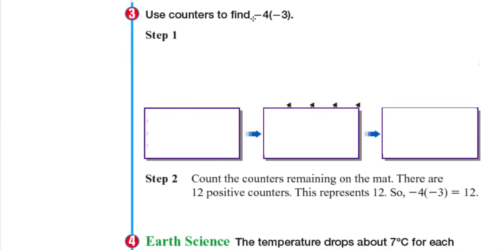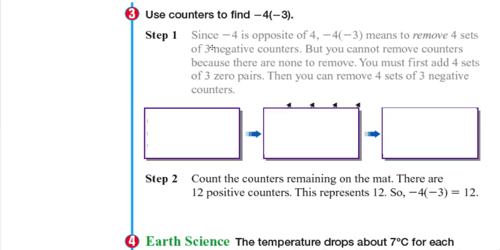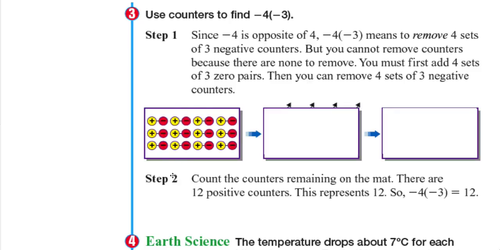Use counters to find negative 3 times negative 4 times negative 3. So again, step number 1, since negative 4 is the opposite of 4, negative 4 times negative 3 means to remove 4 sets of 3 negative counters. But you cannot remove counters because there are none to remove.